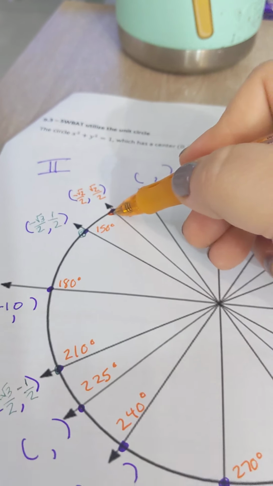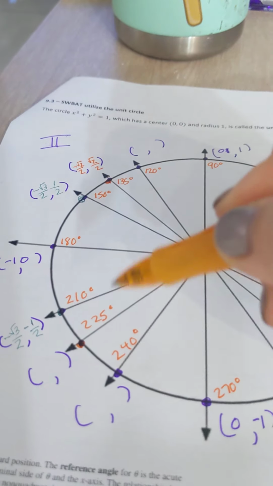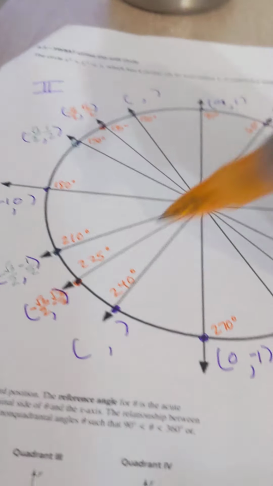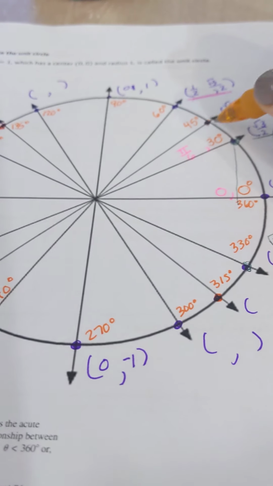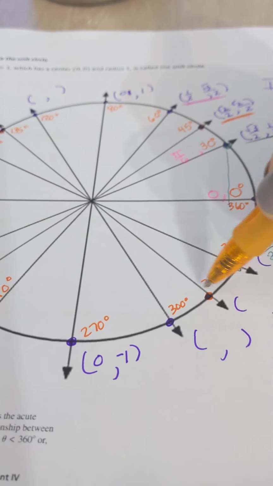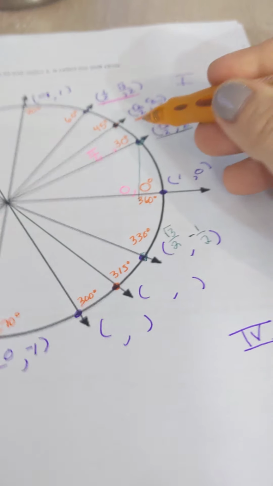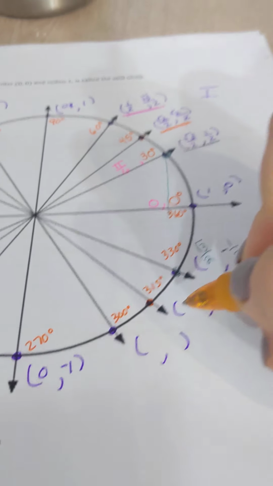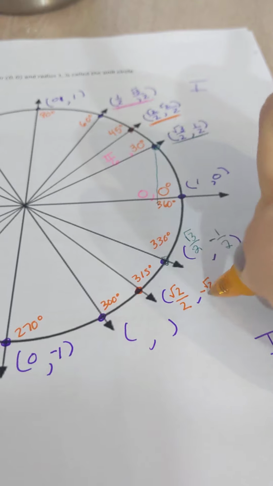I take this point and I reflect it down here. In this quadrant, x is negative and y is negative. So we have negative square root of 2 over 2, negative square root of 2 over 2. And then again, this point I can reflect over here, or you could think about it as reflecting this point over here. And in this quadrant, x is positive, y is negative. So x is positive, y is negative. Square root of 2 over 2, negative square root of 2 over 2.